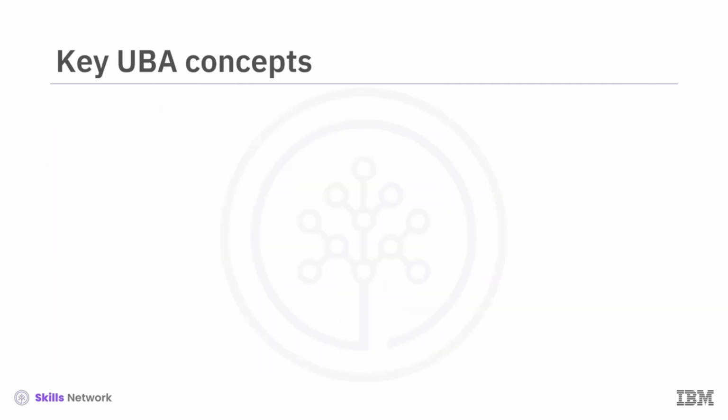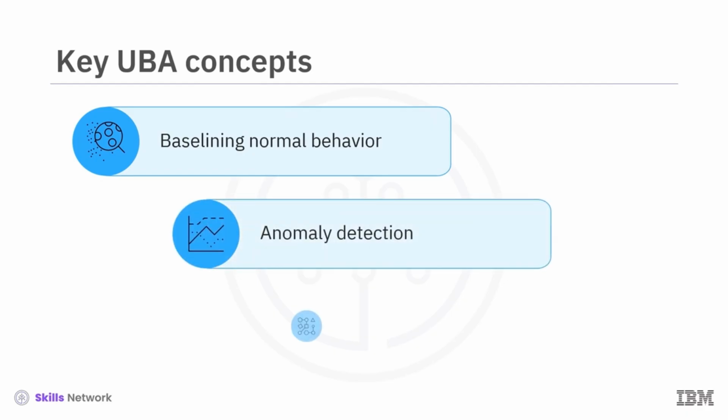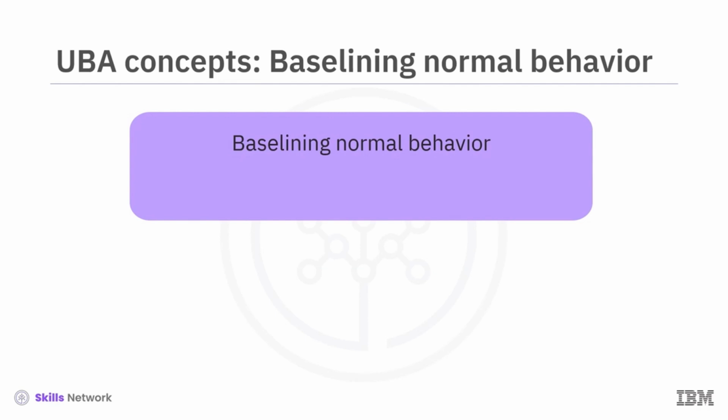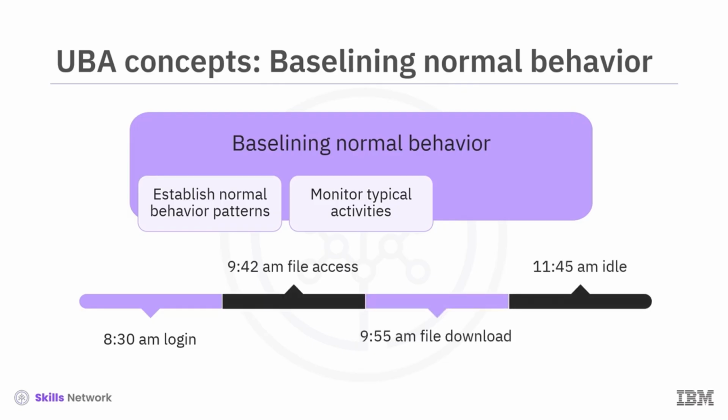Now, explore user behavior analysis concepts, including baselining normal behavior, anomaly detection, and contextual awareness. Baselining normal behavior involves monitoring users to establish what constitutes normal behavior. This includes typical login times, access to specific files, and other routine activities. For instance, if an employee habitually logs in between 8 a.m. and 9 a.m. and accesses the sales database twice daily, this pattern is recorded as their baseline. Significant deviations from this pattern, such as accessing the database at unusual hours, are flagged for review.